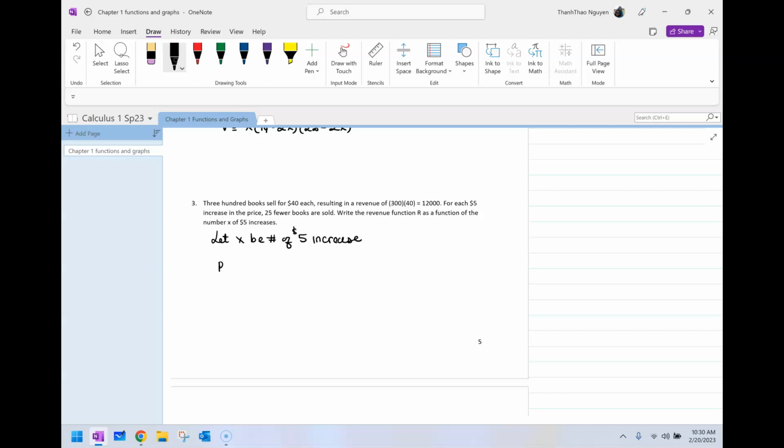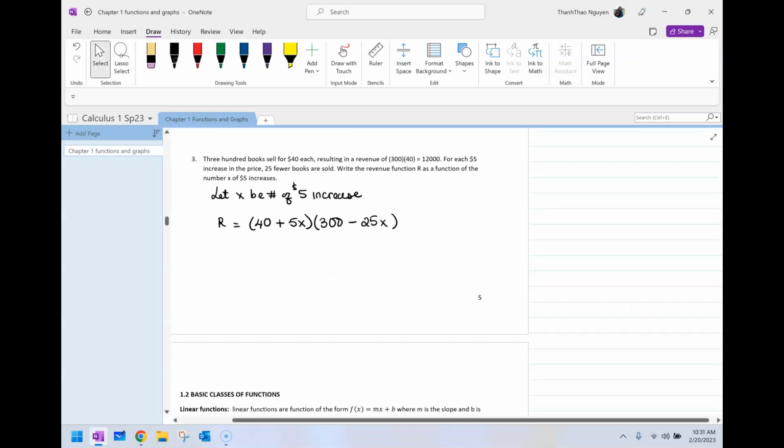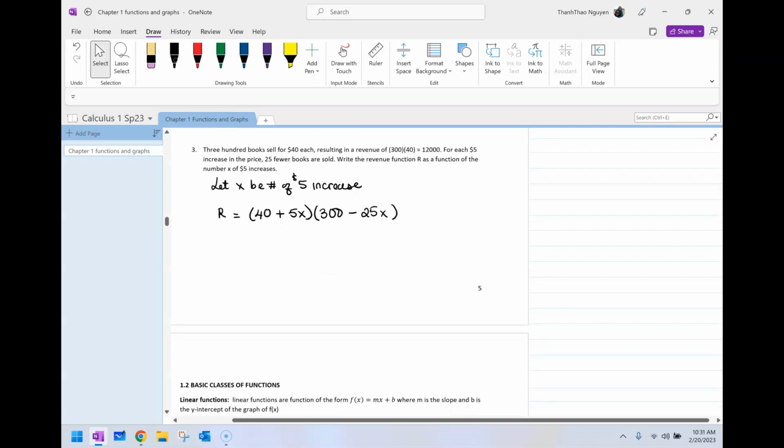So the revenue is equal to what? 40 plus $5 for each increase. Now because for each $5 increase, 25 fewer books are sold, start with 300 minus 25 for every $5 increase. This is the function for the revenue. And that concludes our 1.1.